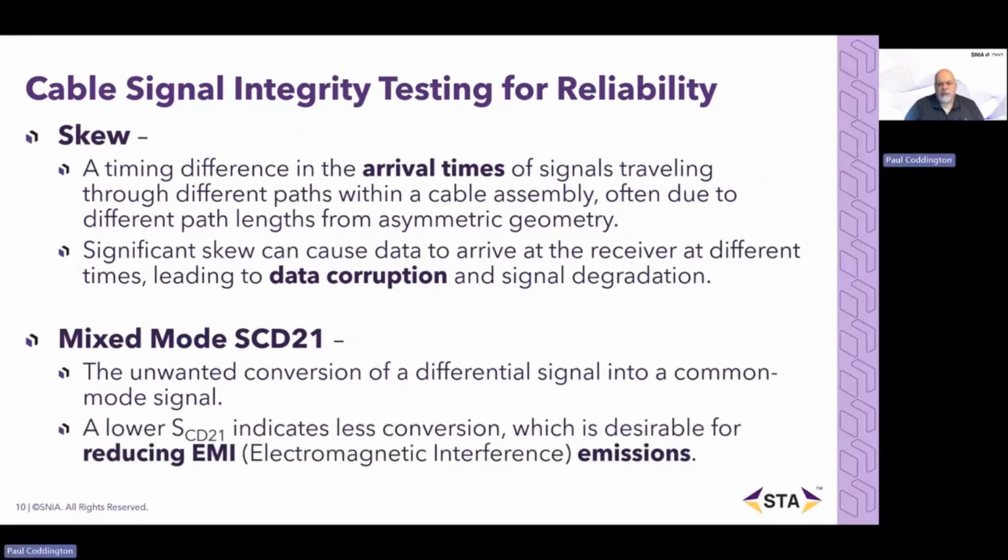Finally, we have mixed mode SCD21, which is another one of the S parameter measurements. SCD21 is the unwanted conversion of a differential signal into a common mode signal. It indicates mode conversion, which can lead to signal degradation and distortions. Basically, a lower SCD21 indicates less mode conversion, which is desirable for reducing EMI emissions and noise, which degrades the desired signal.